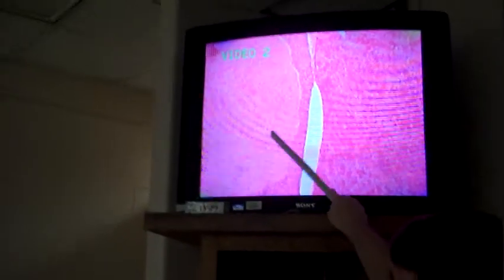The anterior portion is more cellular than the posterior portion. So if you take a look, can you see how this one's all cells? See how this one is very fibrous looking? Those are nerve fibers that are going into the posterior pituitary.